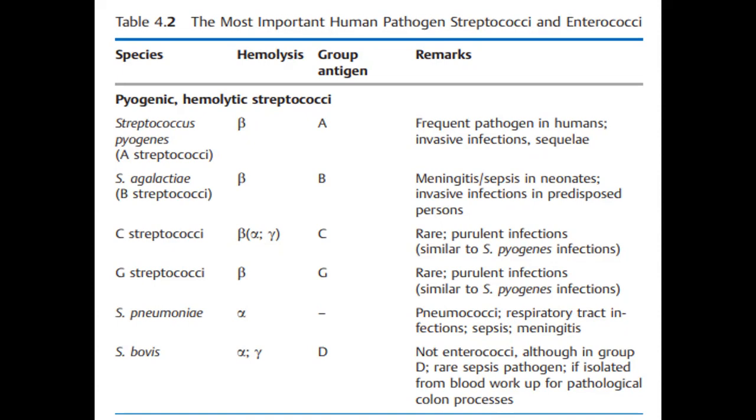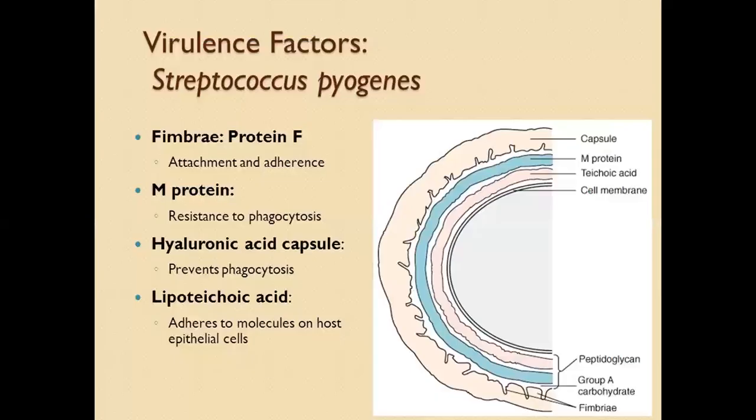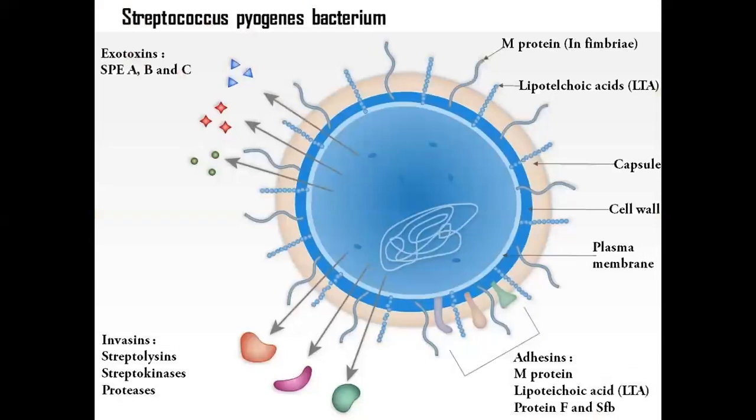And Streptococcus agalactiae is a causative agent of neonatal infection, usually severe infection like sepsis and meningitis. Virulence factors: they have fimbriae and protein F for attachment and adherence, and protein M for resistance to phagocytosis. Hyaluronic acid capsule also prevents phagocytosis. Lipoteichoic acid adheres to molecules on the host epithelial cell. And proteins, fimbriae for adherence.